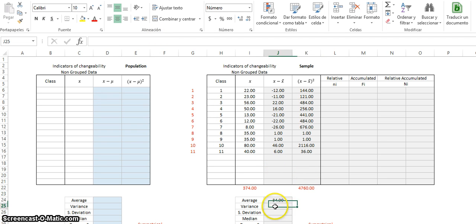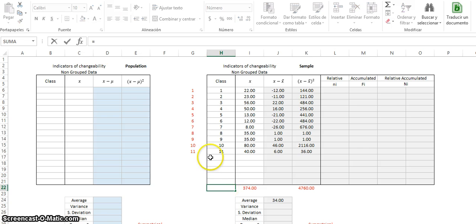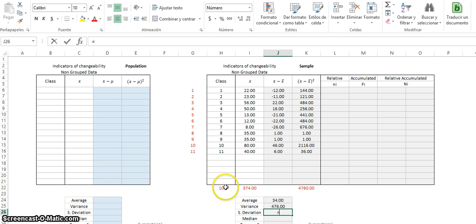4,760, and the variance will be equal to this value over the total classes or the total categories. But because we're working with sample, you have to divide over the subtraction, in this case 11 minus 1. So the final variance will be equal to this over this. The standard deviation is using this formula in Spanish.